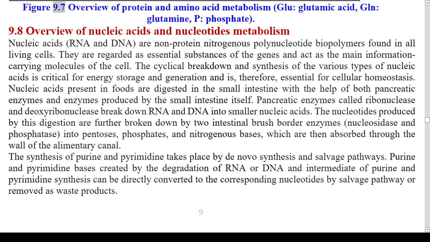Figure 9.7 Overview of protein and amino acid metabolism. Glutamic acid, GLN, glutamine, P, phosphate.